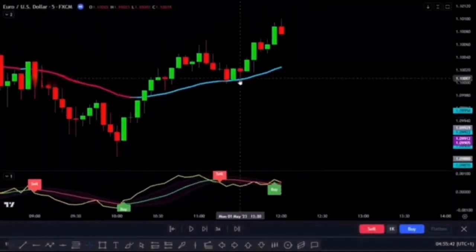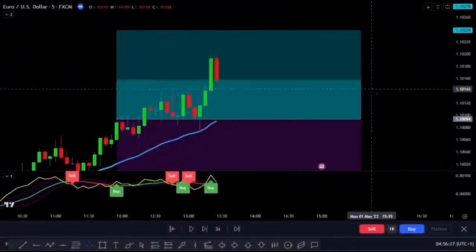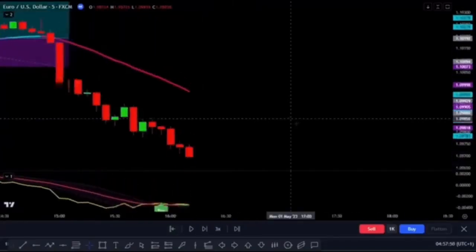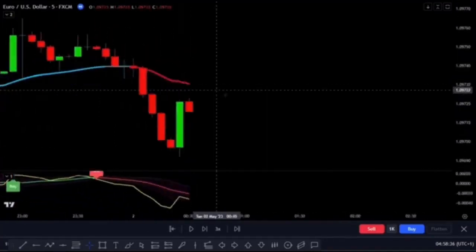Now, we need to do some backtesting to see how well this strategy would actually work. We'll test it in different market conditions to get a better understanding of how it would perform.